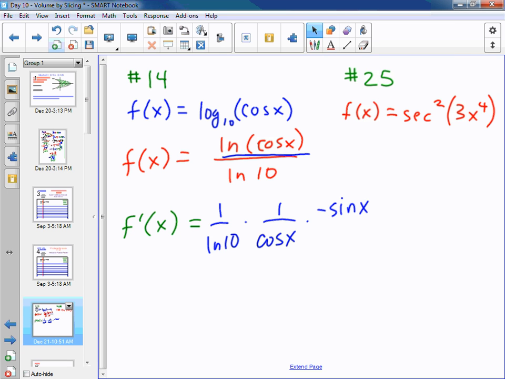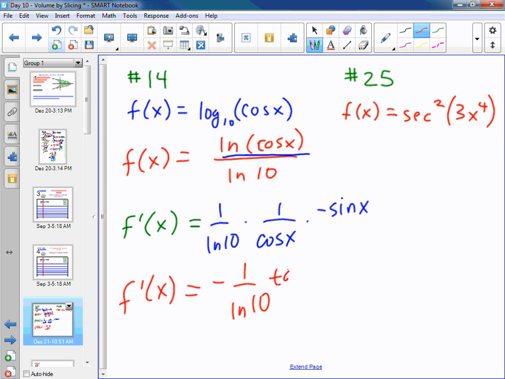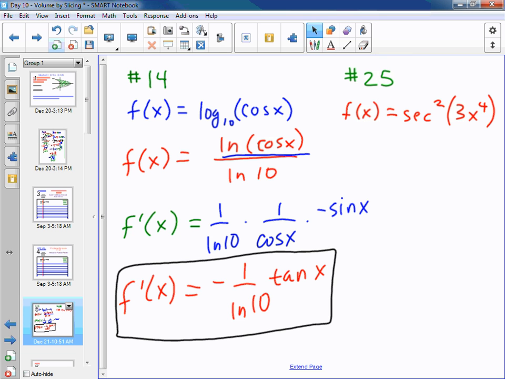So I'll do 1 over cosine of x and then times negative sine of x, and then we can do a regroup. So my final answer, f prime of x, would be given by negative tangent of x, or negative 1 over ln 10, maybe would look better, tangent of x. Does that make sense for number 14 now? So we would just use change of base to rewrite my original log.